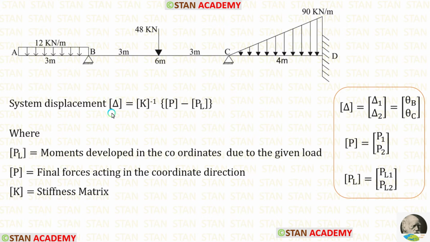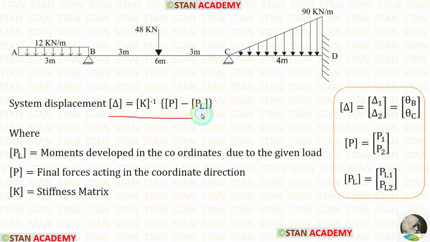We know the formula to calculate the slope values. Delta matrix is equal to K matrix inverse into P matrix minus PL matrix. Inside the delta matrix, P matrix and PL matrix, we will have two values because in this analysis there are two coordinates. Inside the delta matrix, we will have the slope values theta B and theta C.